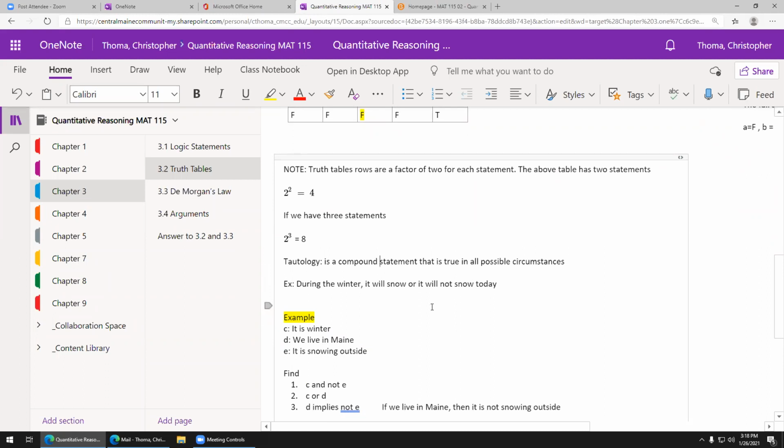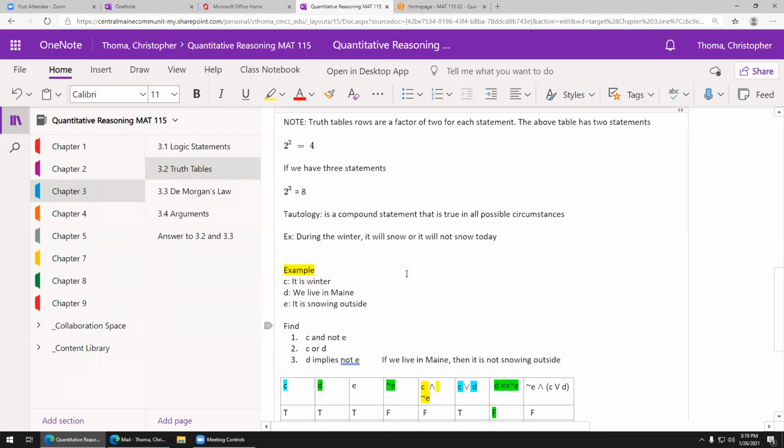So, during the winter, it will snow or it will not snow today, right? That is true in all circumstances. It will either snow today or it will not, right? If a snowflake drops, then it's classified by the weather that we had snow flurries, right? So therefore it snowed. If a snowflake does not fall from the sky, then it didn't snow. So that is true in the winter in all possible situations. Now, this is a very vague one, I know that. But that's what a tautology is: no matter what the situation is, your truth table will end in all T's.